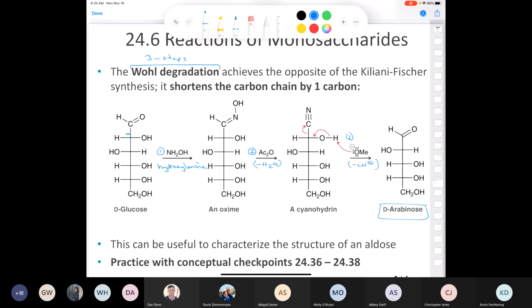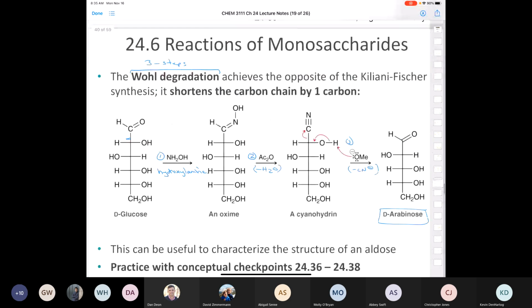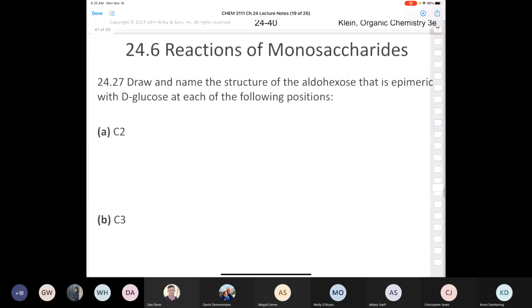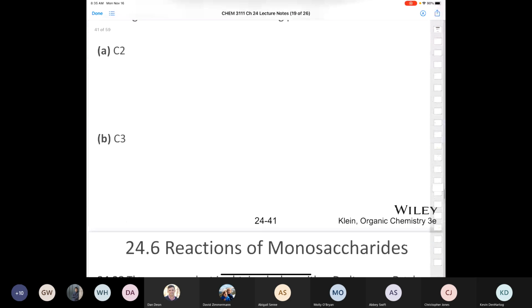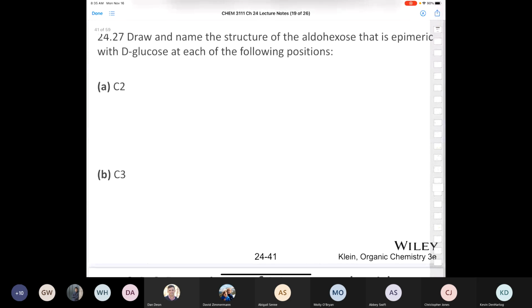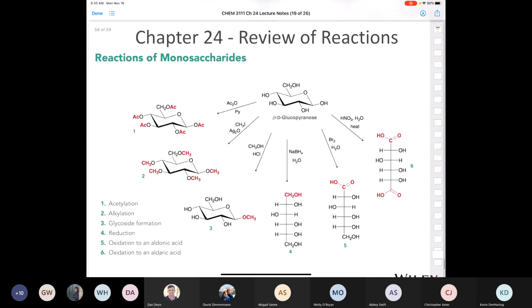Okay, and if you're wondering, what do you mean by that exactly, Mr. Dion? Well, we're going to look at some examples that will prove that to you. So the Vole degradation. Okay, so now we're going to look at some problems. So this is slide 41. Let me just go all the way to the end. Okay, this is the very end.